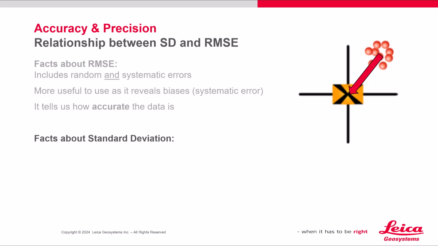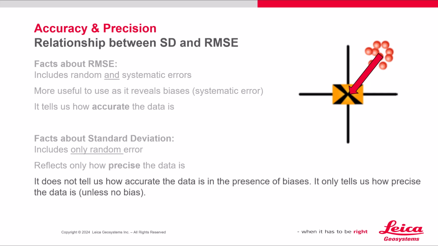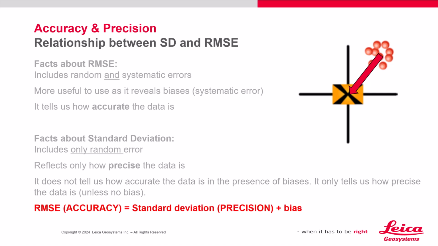Now, the facts about the standard deviation: it's only the random error. So it does not have the systematic errors. But it reflects only how precise the data is, and it does not tell us how accurate it is in the presence of biases. The only time that they equal each other is when you remove the bias. Otherwise, the RMSE, or accuracy, equals the standard deviation of precision plus bias. Now, that's just a nominal formula. You don't really add them that same way.